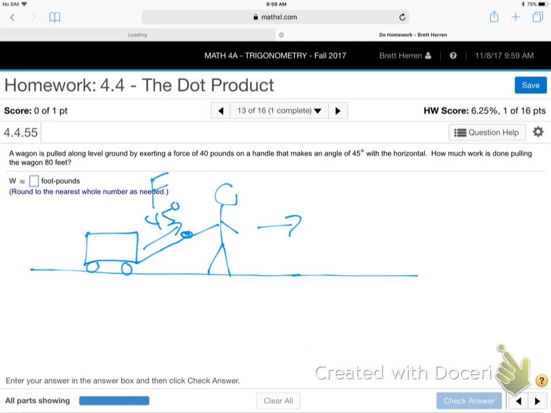Force vector. This vector here is the force vector. Let me just put the F there. That's the force vector. Let me change the color. So there they're pulling.